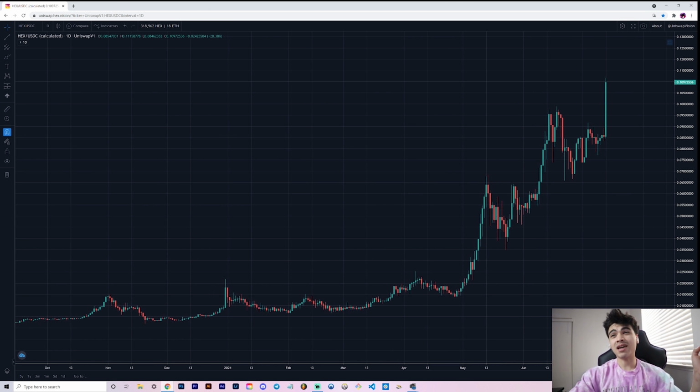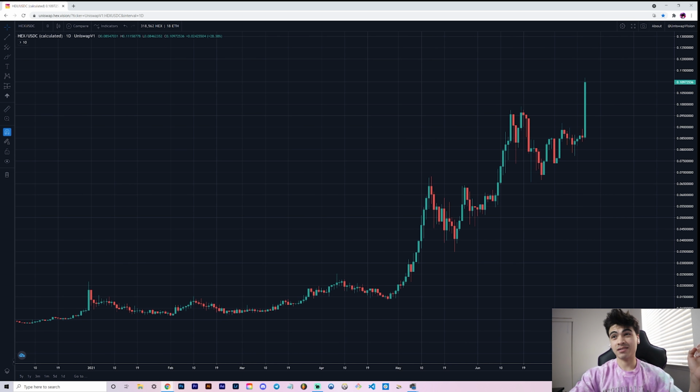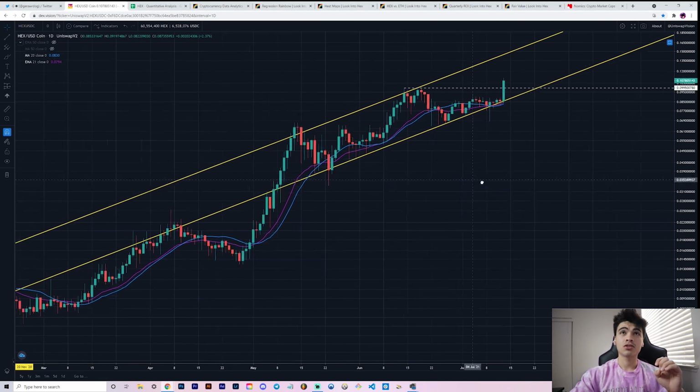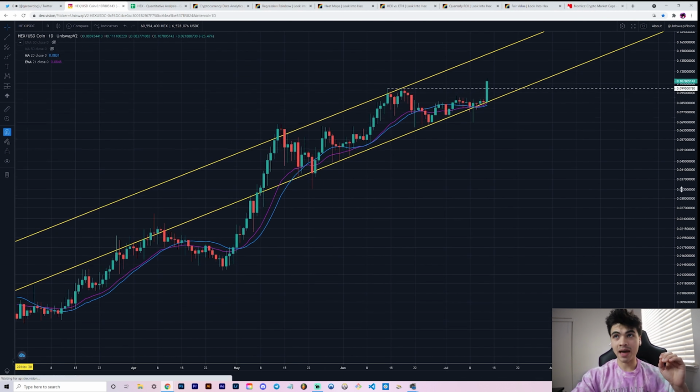And let's talk about this absolute tear that HEX has gone on today. So this is a linear chart, right? Just wanted to place an impressive image here upon you of what just happened today. We had a clear breakout candle. Now there's a lot to say here. So let's just jump right into it.